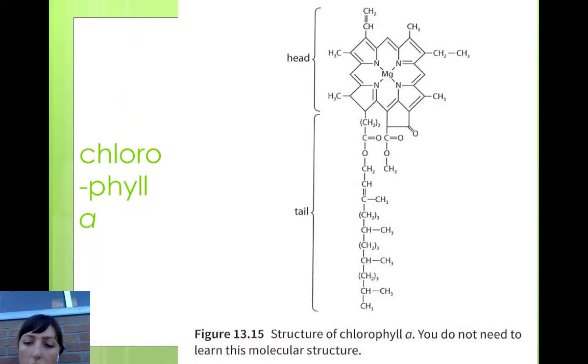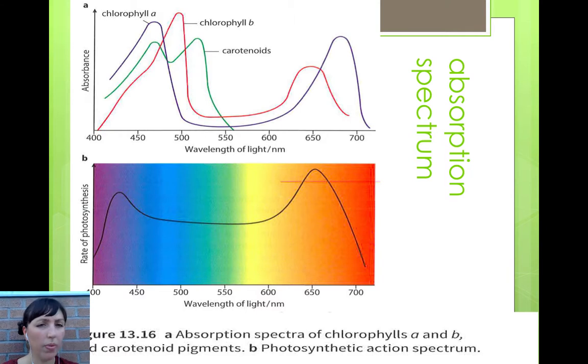So here's the structure of chlorophyll A. You do not need to learn this molecular structure. It's just for you to understand what it looks like. You can see there the head and the tail. Chlorophylls absorb mainly in the red and blue-violet regions of the light spectrum. They reflect green light, which is why plants look green. The carotenoids absorb mainly in the blue-violet region of the spectrum.